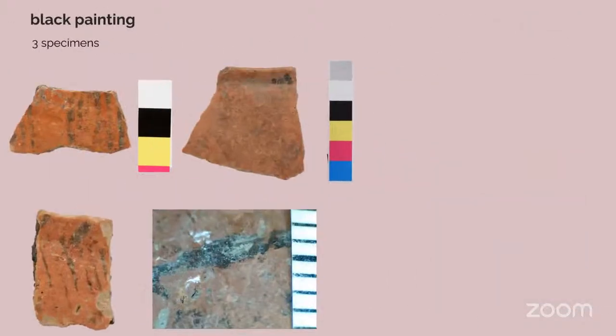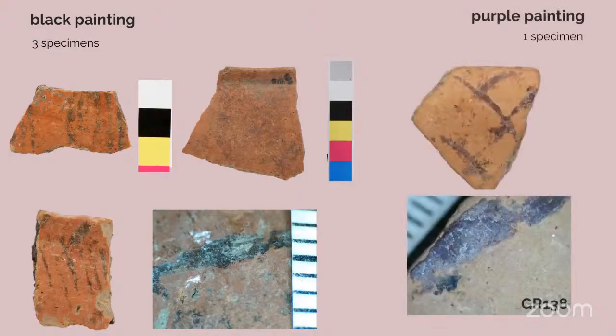Black pigment or black paint is registered only on 3 samples and differs from dark gray, greenish to pure black. And because we have only 3 samples, I think that we cannot speak about some regular practice and use of this paint, but rather about some kind of experimentation or mistake in the use of raw materials. And the same is true for this purple, one sample of purple painting.